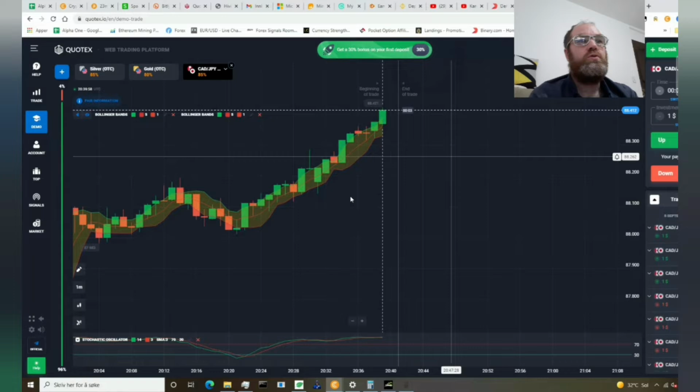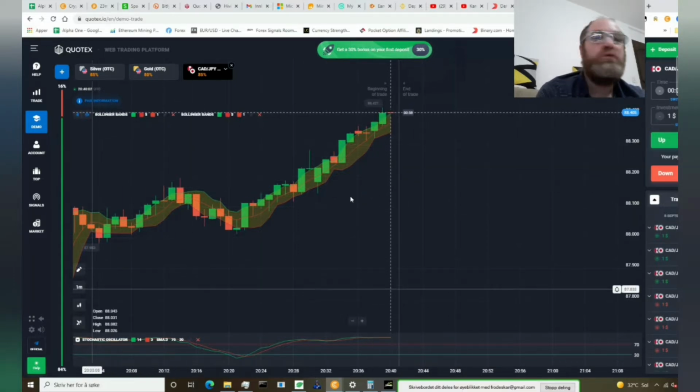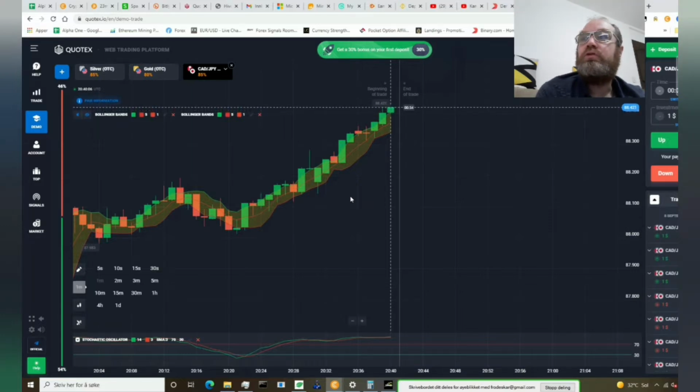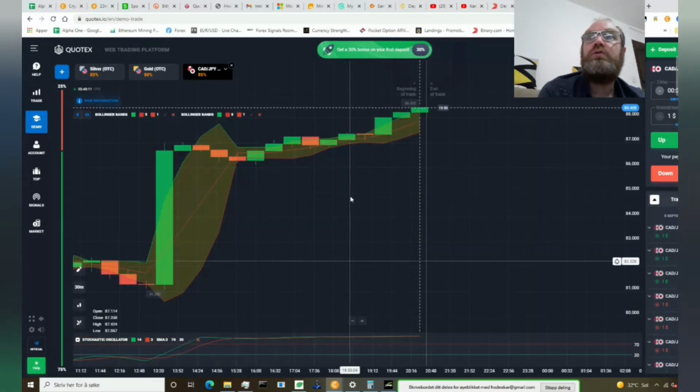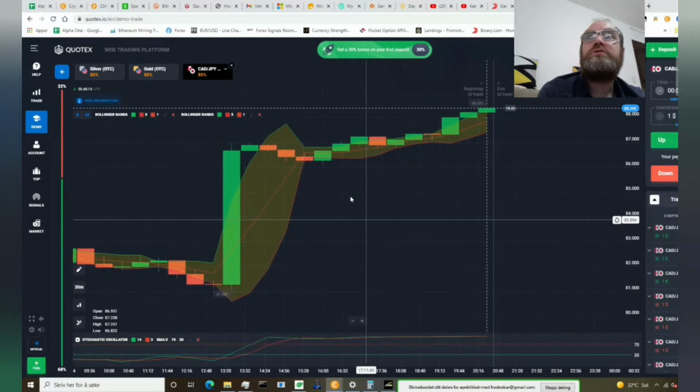Okay, so let's get to it. First we are going to trade on 1 minute. We are going to put up support and resistance. Then we go to our 30 minute. Let's take a look here first.